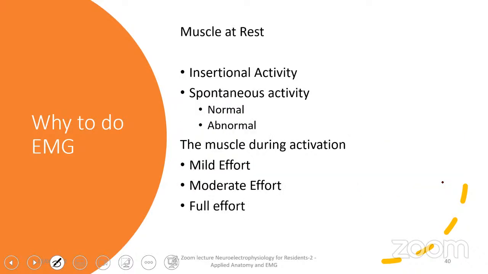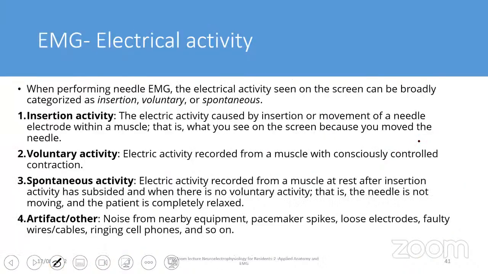So what are we going to do? Insertional activity, spontaneous activity, which may be normal or abnormal, we're going to study. The muscle during activation, mild effort, moderate effort, full effort. And what we're going to study is the motor unit action potential in EMG. CMAP we're going to study in nerve conduction studies.